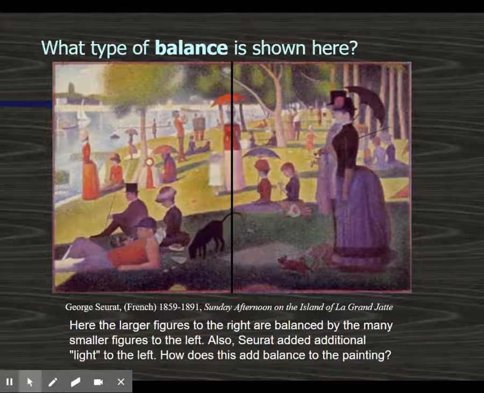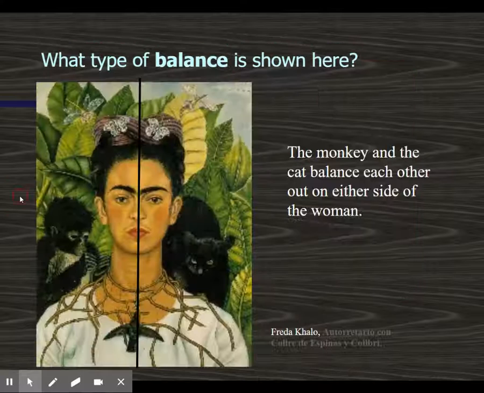All right, so what type of balance do you think this is? Again, let's go through and decide. If we were to fold it down the middle, which I drew this line, we don't have identical things on both sides. So again, this is a form of asymmetrical balance.